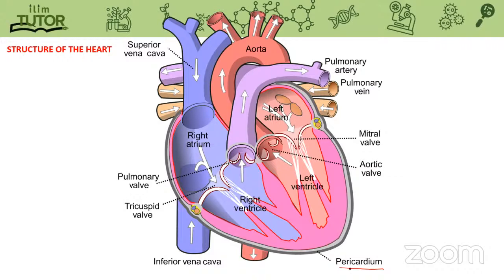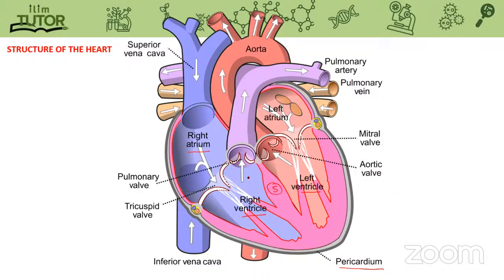In any case, when you look within the heart, you have 4 chambers: 2 chambers on the left and 2 chambers on the right. The chambers on the left include the left atrium and the left ventricle, and the chambers on the right include the right atrium and the right ventricle. Separating these two sides of the heart would be the septum that you see here within the middle.